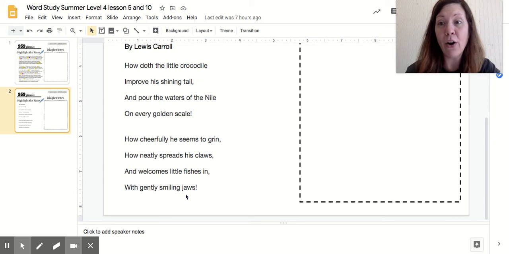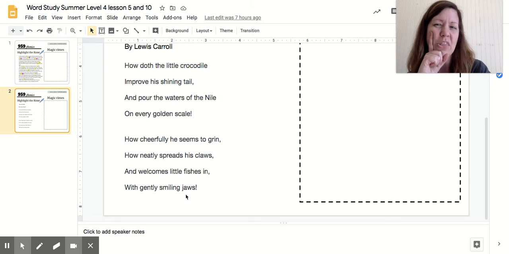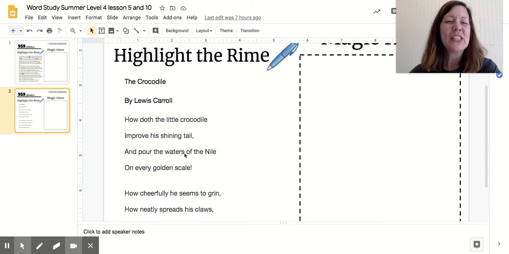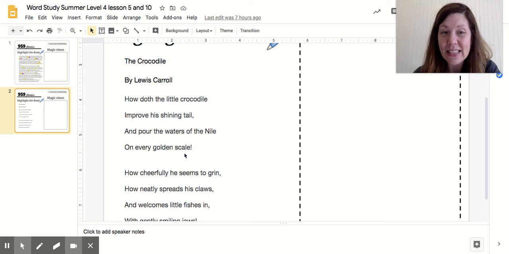So Lewis Carroll made this crocodile sound so friendly and cordial and nice. What do you think about that? I wonder why he's welcoming those little fishies into his jaws. So now we're going to read that poem together, stopping to highlight some magic rhymes.